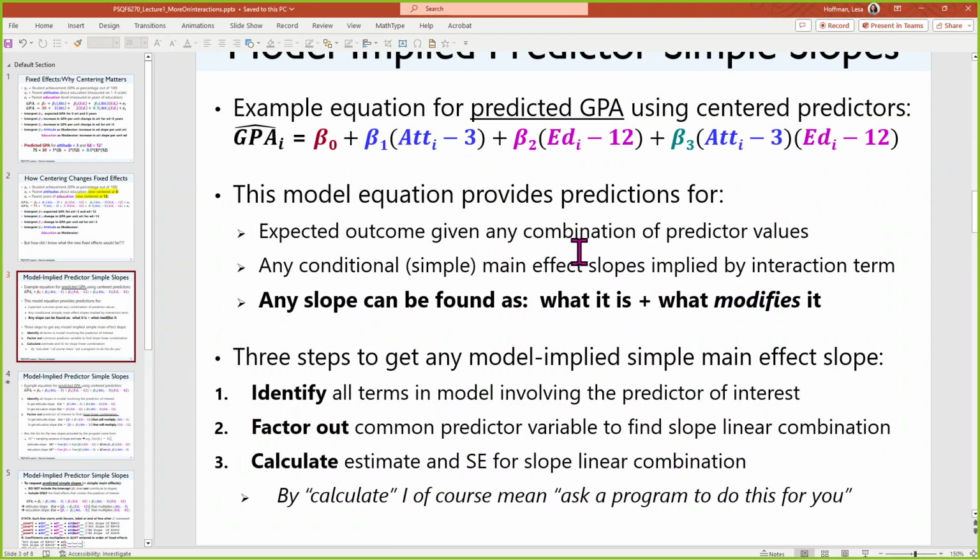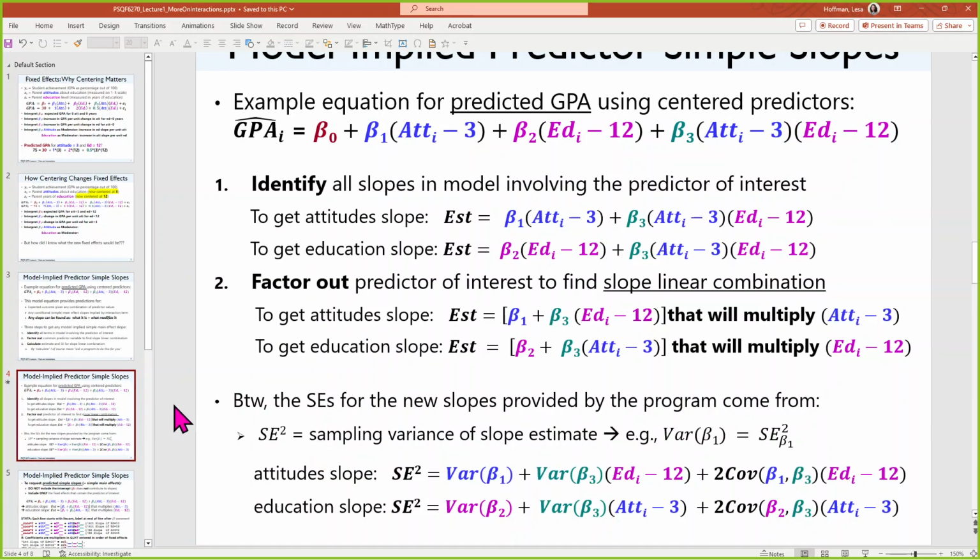So here's how we figured out what those new slopes should have been. What it is plus what modifies it is my shorthand. Identify the terms, factor it out. So here's that math.